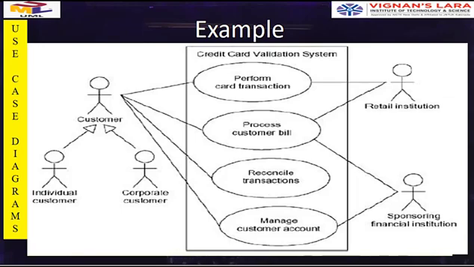Customer is an actor, a parent actor. From that customer, there are two customers: individual customer and corporate customer. These two customers are represented and identified in this example, and we gave the relationship between them as a generalization relationship, a parent-child relationship, a base class and subclass relationship.